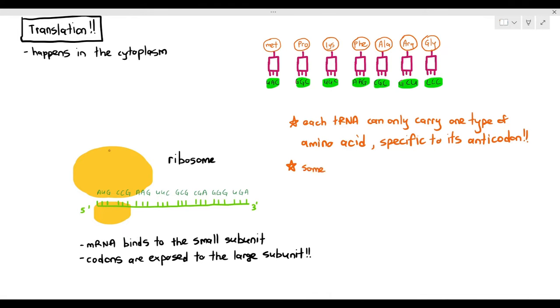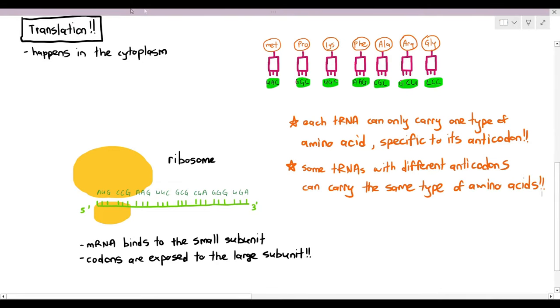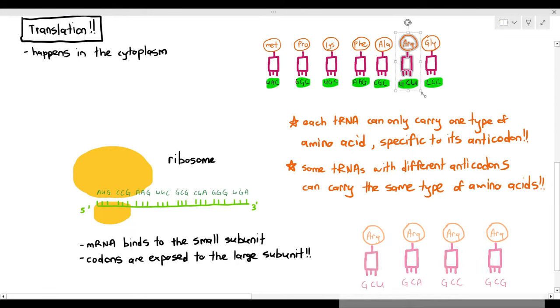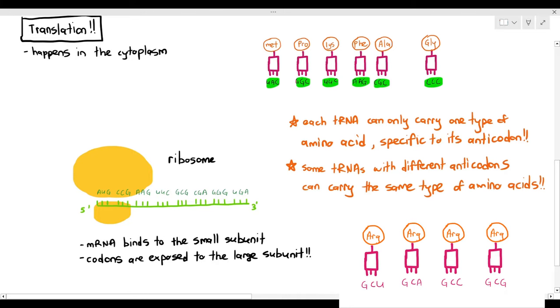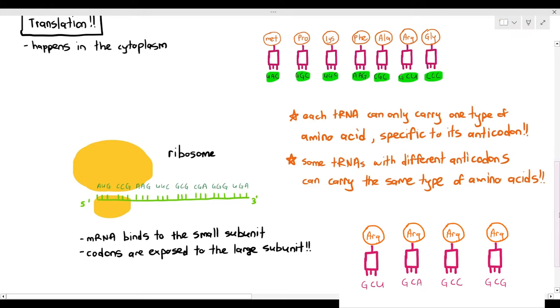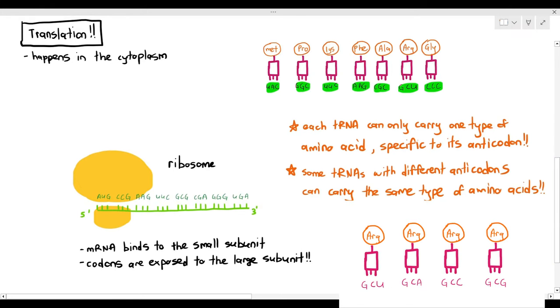Now, tRNAs with different anticodons can also sometimes carry the same type of amino acid. For example, look at the four tRNAs at the bottom. The first tRNA has an anticodon of GCU. The second has an anticodon of GCA. The third has an anticodon of GCC. And the fourth has an anticodon of GCG. Interestingly, all of them carry the amino acid called arginine.